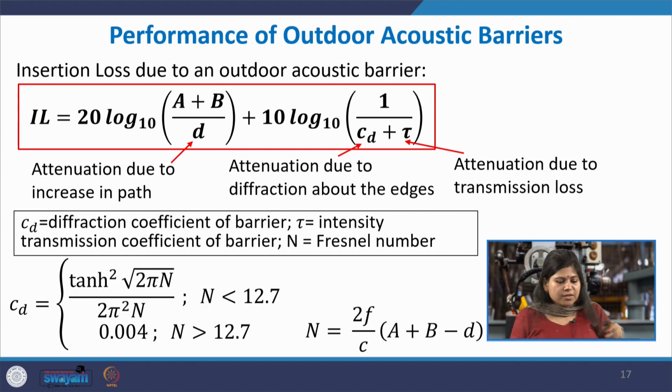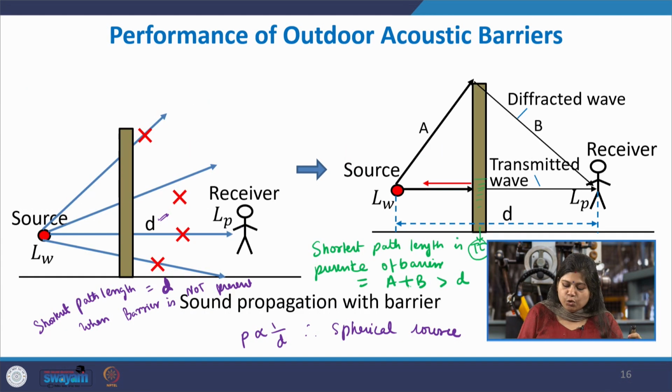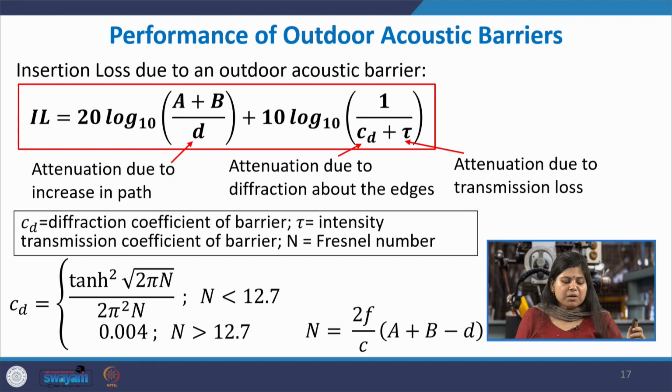So, here what are these various quantities? The insertion loss, the first kind of loss happens because of the increase in the path length. Here a plus b is the new shortest path length where the sound is directly reaching without being blocked by any material, and previously it was not a plus b, but rather a shorter path length d. So, a plus b by d.